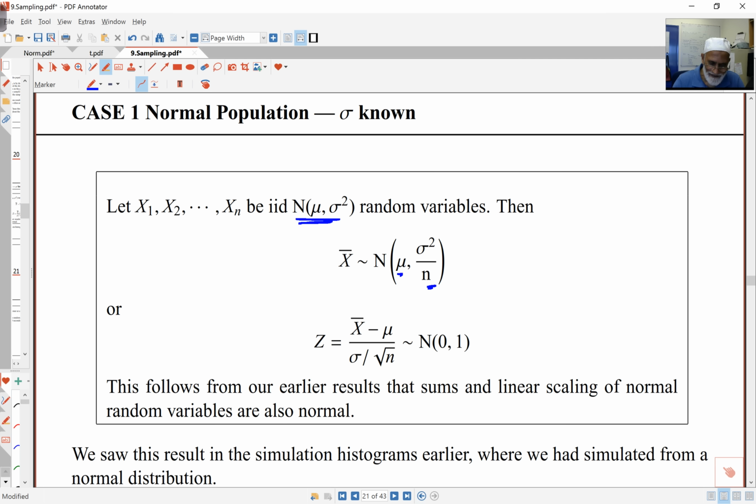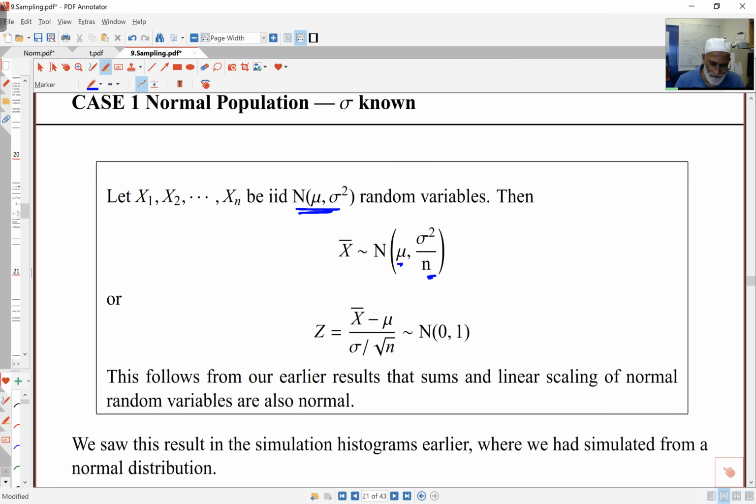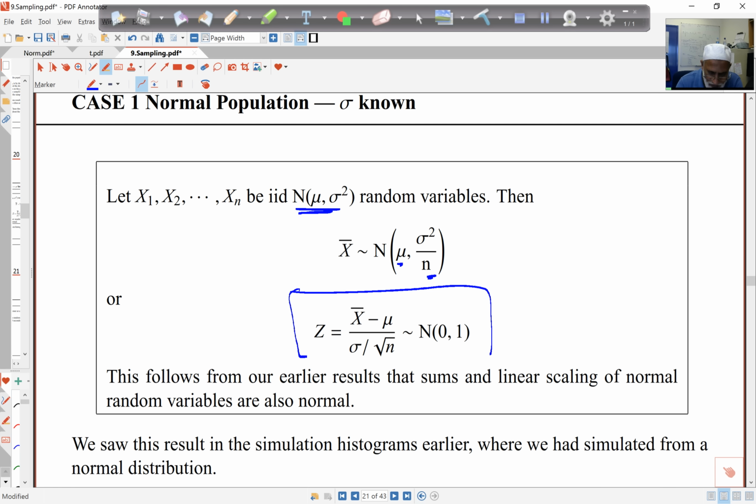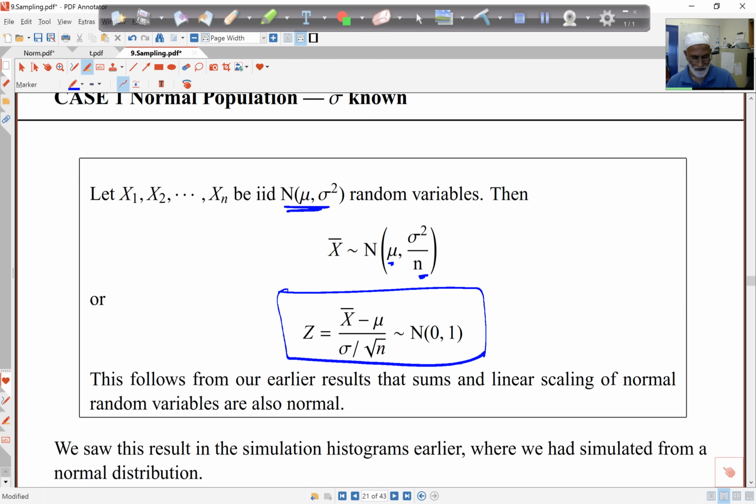It's easier if I look at the standardized version. If I standardize this, it's x bar minus mu over the standard deviation. The mean of x bar is mu, we subtract that, and the standard deviation is the square root of sigma squared upon n, so it's sigma on root n. You will often see this expression, and this is the one we'll be using all the time. The standardized version is x bar minus mu over sigma on root n, and that's normal 0, 1. Here we're assuming everything is normal and the variance is known. And as we saw in the histograms earlier, the same result seemed to hold.